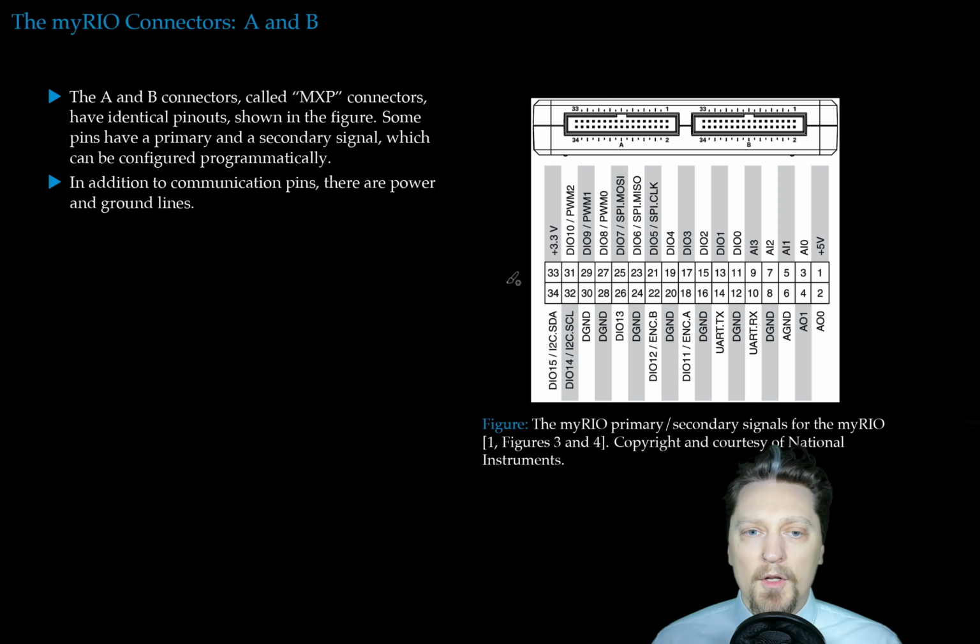In addition to communication pins, there are power and ground lines. So plus 5 volts, plus 3 volts are two power lines, and then there are also the grounds that we already mentioned. Okay, so those are the A and B connectors at a glance.